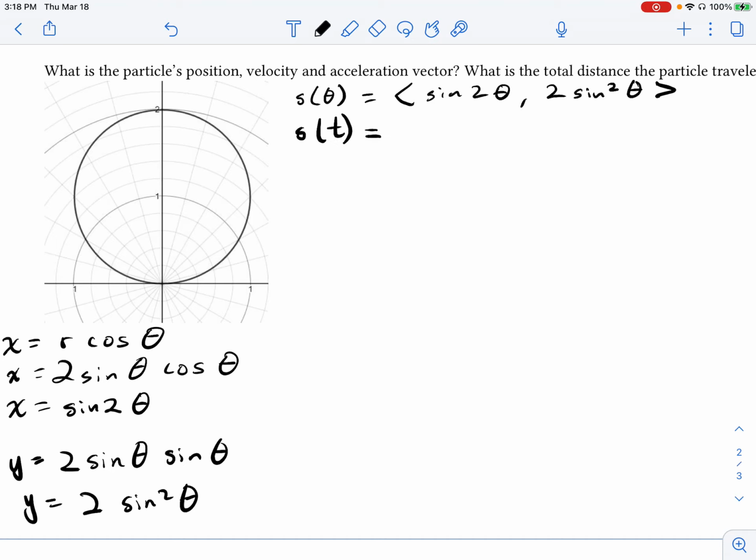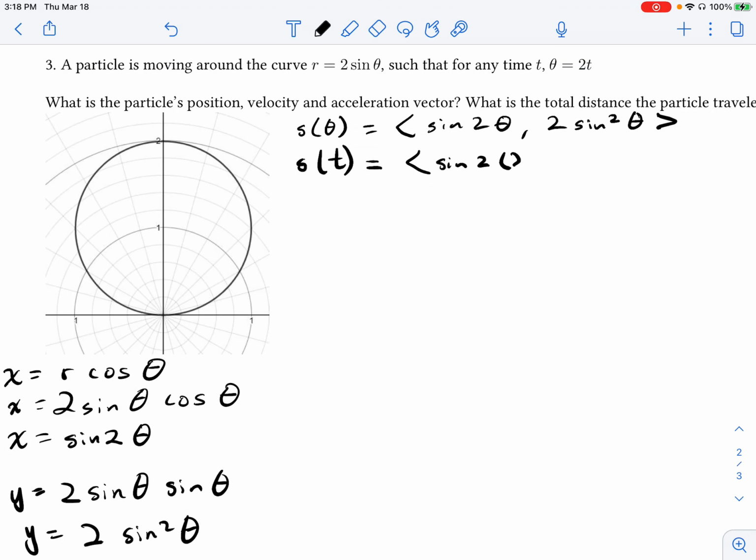We want to write it in terms of t. So we're going to rewrite this as the sine of 2 times theta. And if theta is equal to, what is theta equal to? 2t. Well, all of this is just equal to, and I'm just going to clean this up here, write this as 4t. And then this is 2 sine squared 2t. So there's our position vector in terms of t.